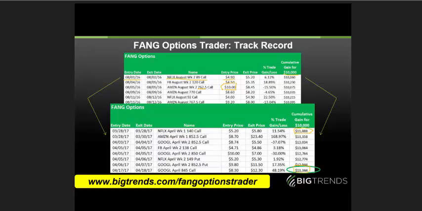There's a lot of good ones out there that can get you in and out in the neighborhood of anywhere from $10 a ticket down to as little as $1 a contract. So commissions have become a very small factor if you're using one of the right brokers.